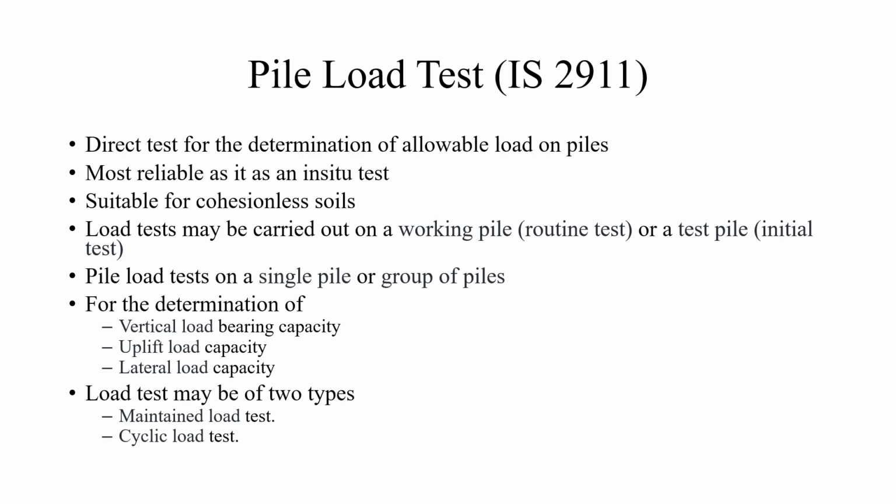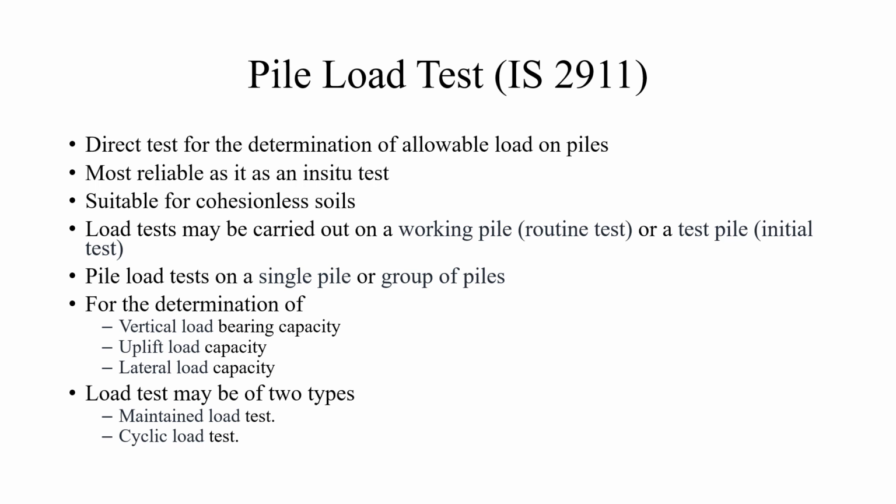It is mentioned in IS 2911 and it is used for the determination of allowable loads on pile. As I told you before, it's the most reliable test because it is being done on field, and it is most suitable for cohesionless soil, that is, a soil without any cohesion. This test is done on a working pile or a test pile. A working pile is the pile which has been cast for the purpose of being under the building itself, while a test pile means a pile which has been cast at a different location in the same site, a bit away from the structure, and it is used only for test purposes.